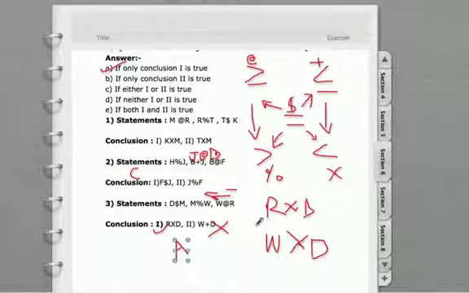So that's it. I think all the concepts related to coded inequality and inequality are clear to you.